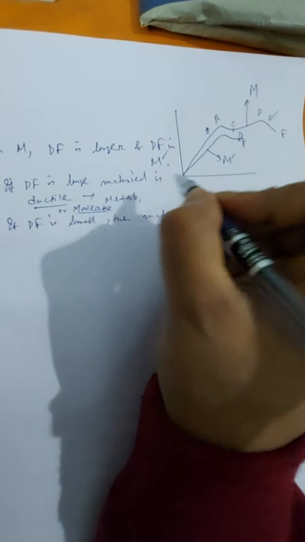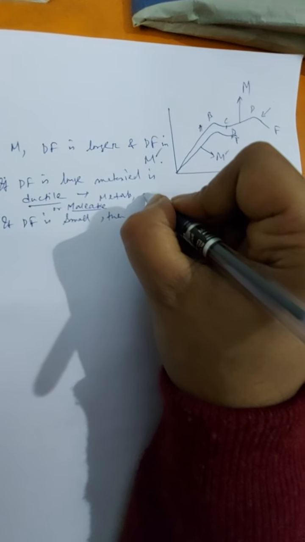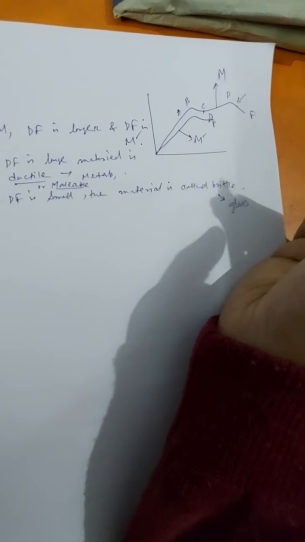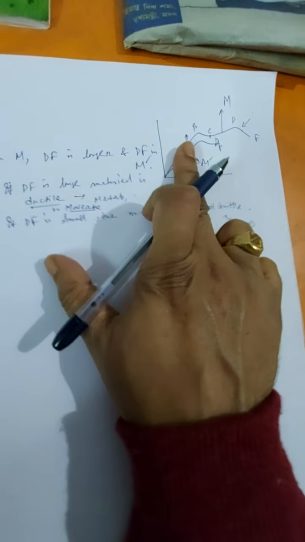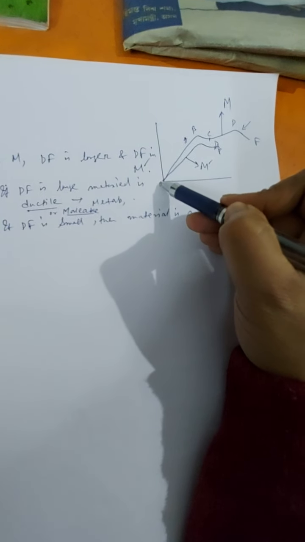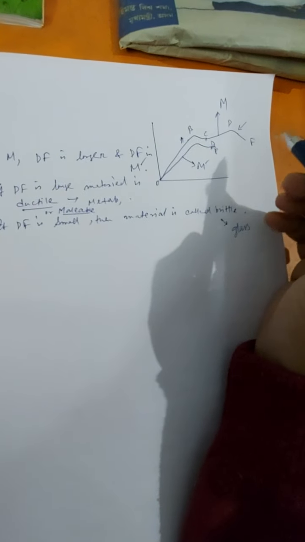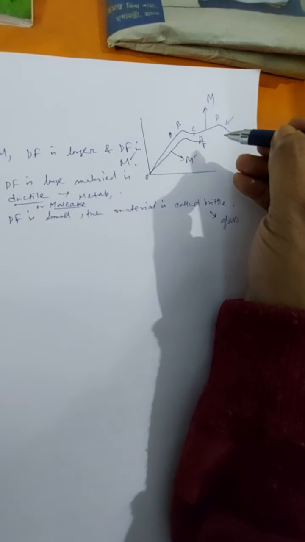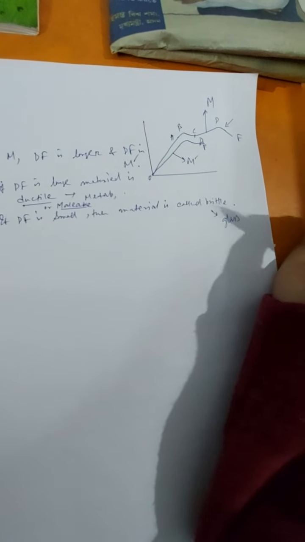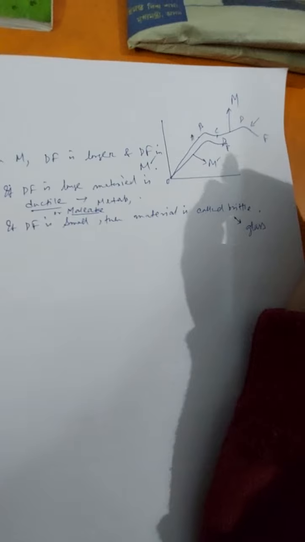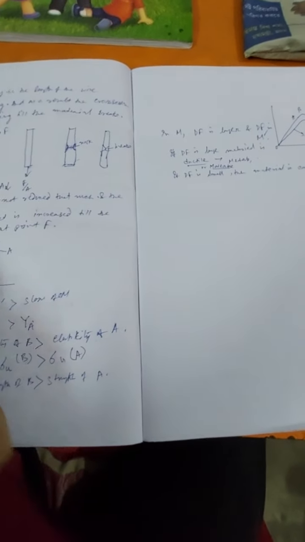So metals, then you may see some materials where there is no OA region, only this region, so they are fully plastic. Examples are clay, putty, or any plastic. So this is one important point.